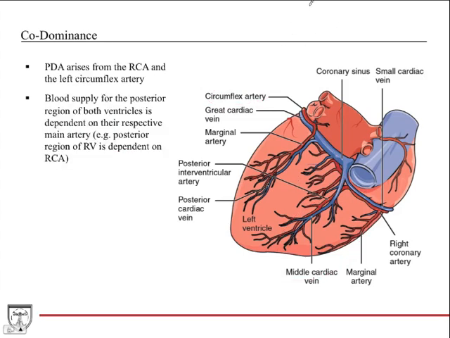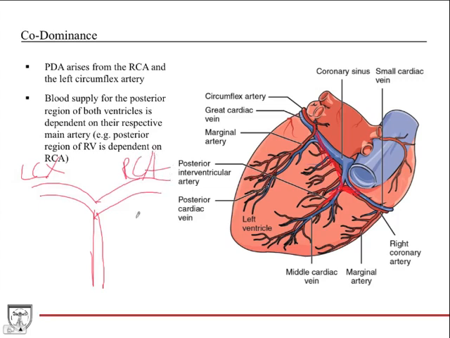So the majority of the people is right dominant. And then the rest of the people is kind of a split between left dominance and then codominance. So in these individuals, the PDA actually arises from both the right coronary artery and the left circumflex. So you can see it coming in here from the right. So again, the left would come in like this and supply it like this. So you would essentially have two feeders to the PDA. So if we draw the PDA like this, it's going to have one feeder from the left circumflex, and then it's going to have another feeder from the right coronary.